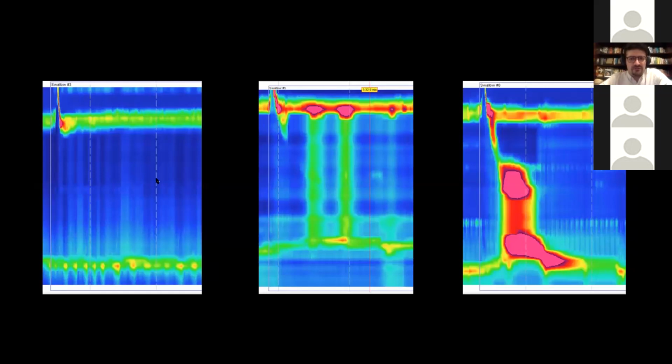So there you have it in a nutshell. Type 1, peristalsis. Type 2, pan-esophageal pressurizations. And type 3, what we call premature contractions. A normal swallow that starts and then a spasm at the end.